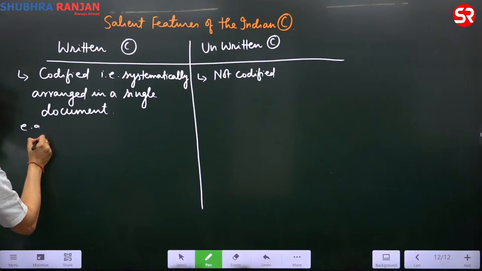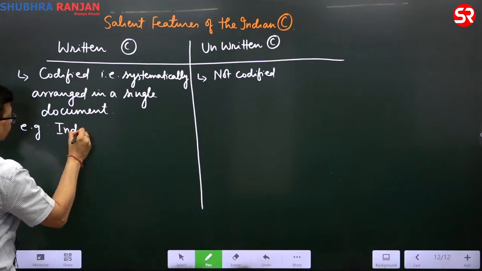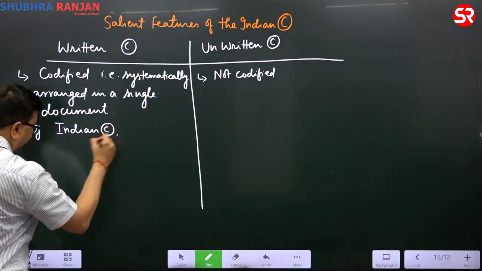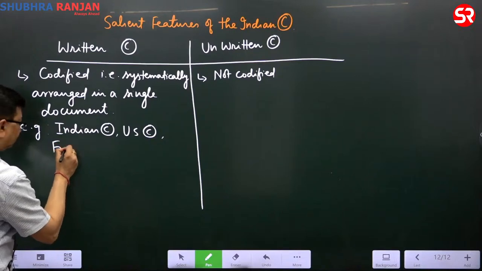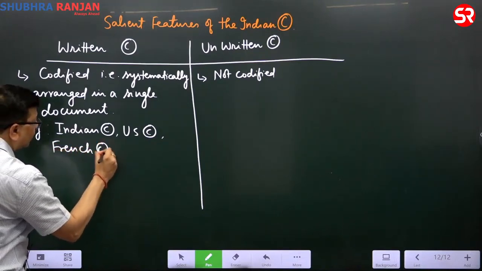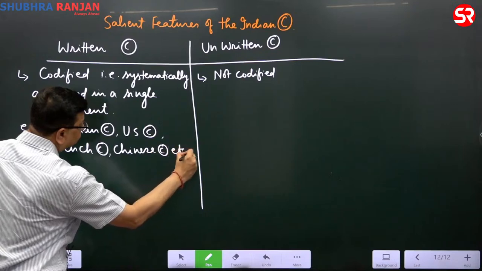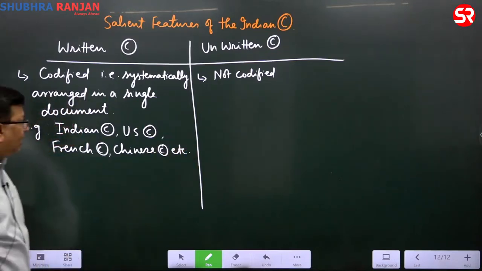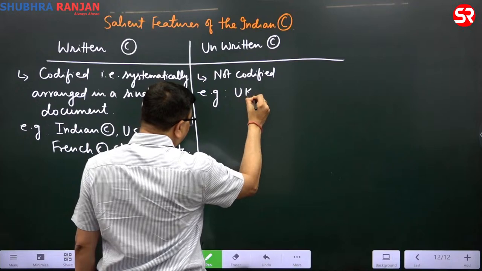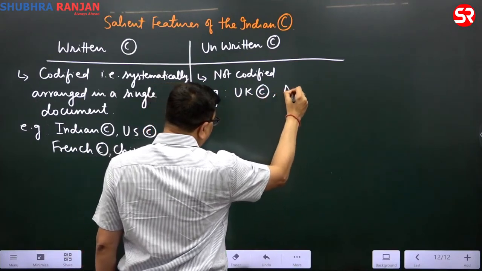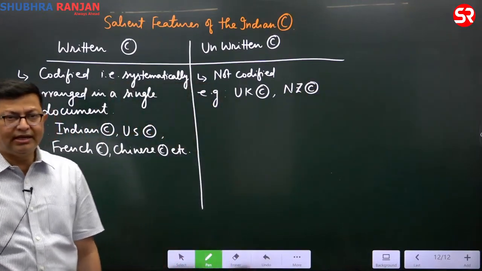The examples of a written constitution are the Indian constitution, the US constitution, the French constitution, the Chinese constitution, etc. And for an unwritten constitution, the examples are the UK constitution and the constitution of New Zealand. These can be termed as the unwritten constitutions.